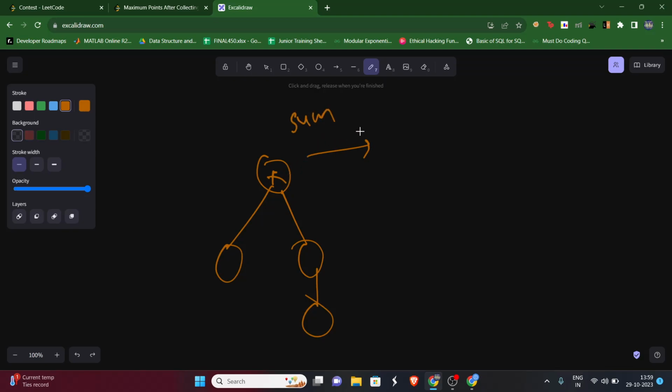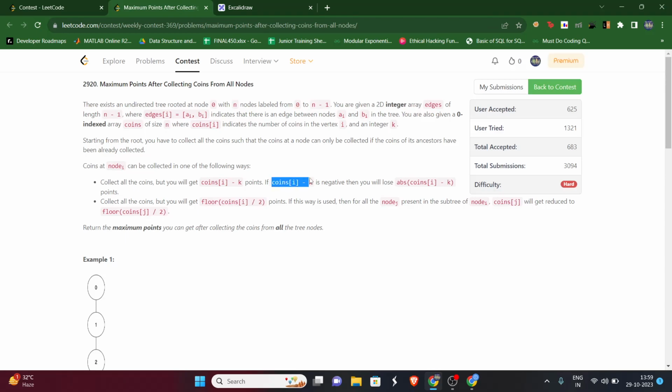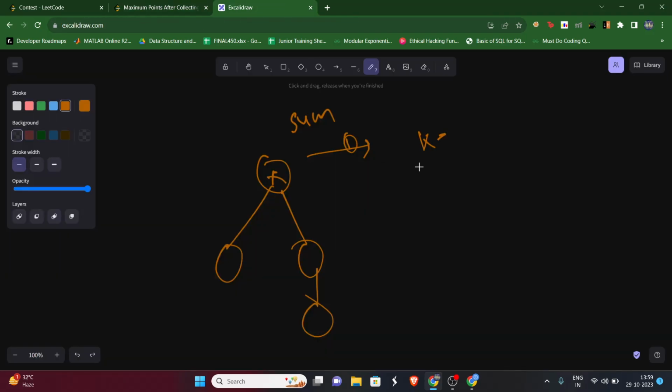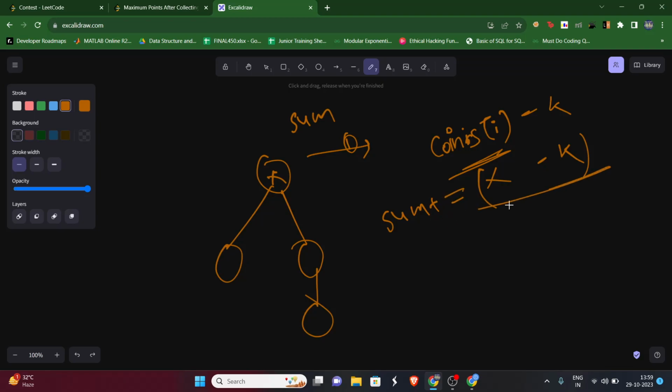So for this we can do operation 1 and collect coins of i minus k. Basically here it will be coins of i, and we know that this is x and this is k. So our sum will become sum plus equal to x minus k. So sum will increase by x minus k. If it is negative, that means sum will decrease. If it's positive, then sum will increase.